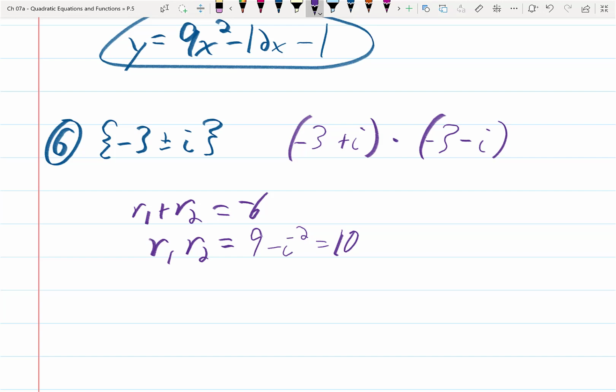We have negative 6 and 10, and we're going to make the equation y is equal to ax squared, so I should put the a in front, minus a negative 6 times x plus 10.